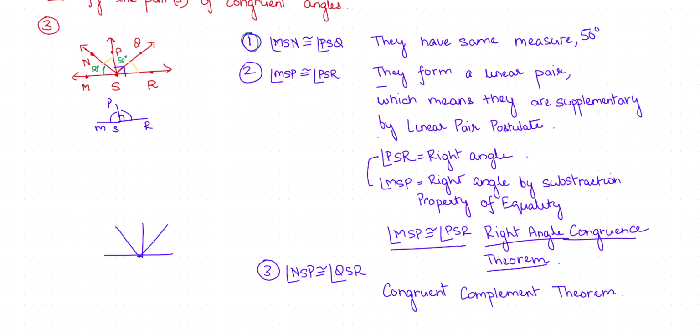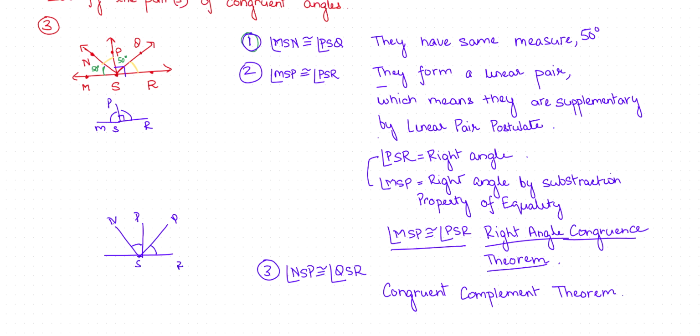So, congruent complement theorem. Here we can see that this is angle NSP, and this is congruent to angle QSR, this. Both of these angles are congruent because of the congruent complement theorem, because they are complementary to congruent angles.